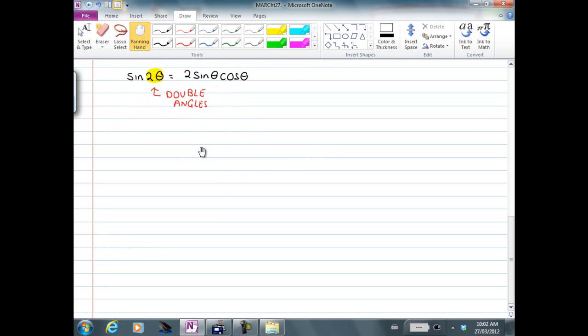This is double angles. Sine 2 theta equals 2 sine theta cos theta. Is it that hard to remember? It's pretty easy. Okay. Next thing. This is where it gets a bit tricky. Put a star beside this one. This is called cos 2 theta. Cos 2 theta equals cos squared theta minus sine squared theta. Is it that hard to remember? No, it's not that hard.